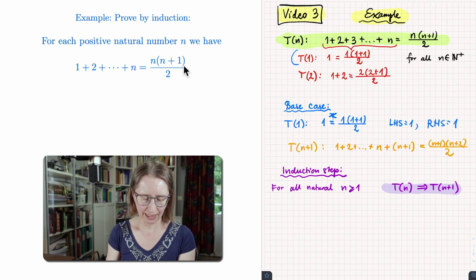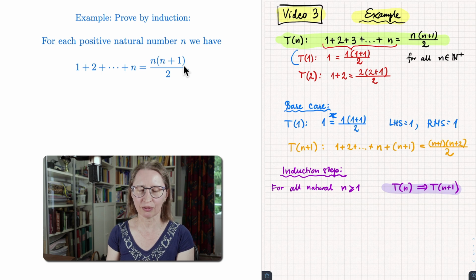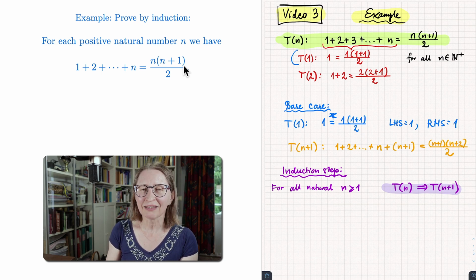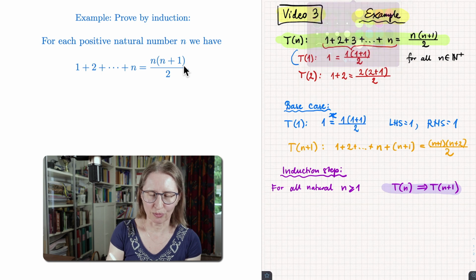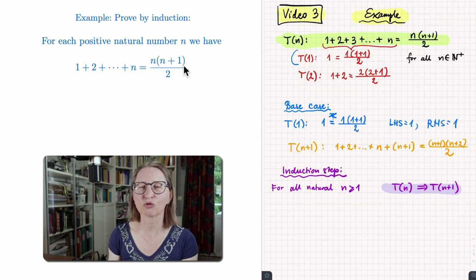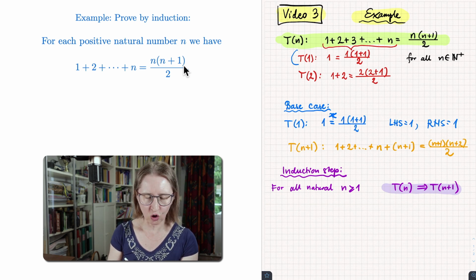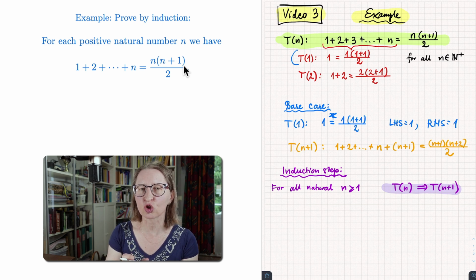So this is my statement t of n plus 1. And now it is the most important part, because now I have to perform the induction step. I have to show that for all natural n which are greater than or equal to 1, from the fact that t of n is true, it also follows that t of n plus 1 is true.